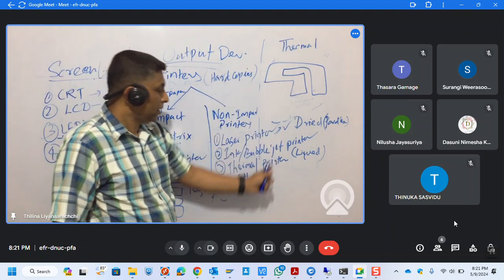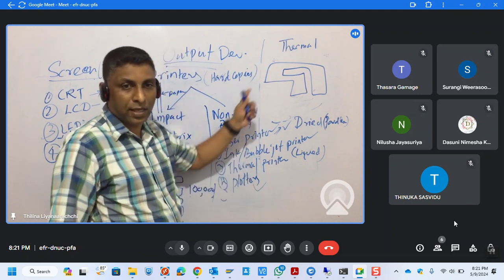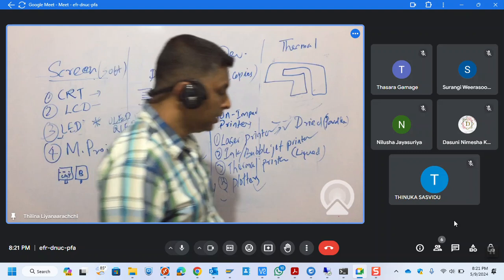But a plotter is categorized as a non-impact printer, right? So you have to remember that.